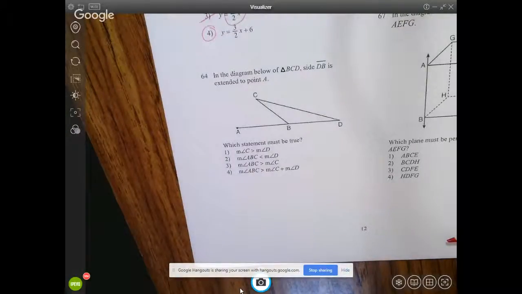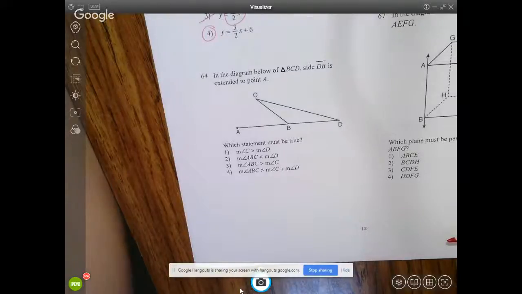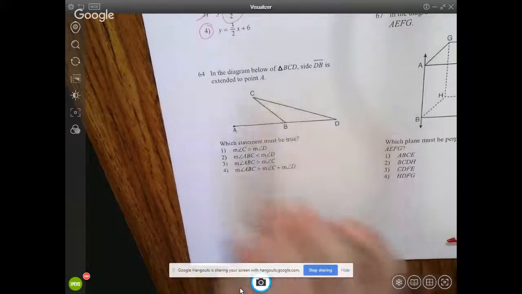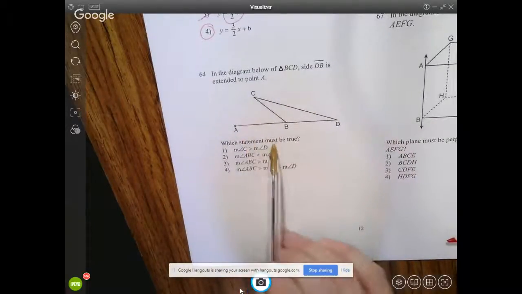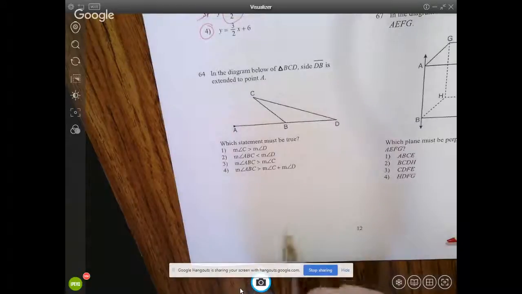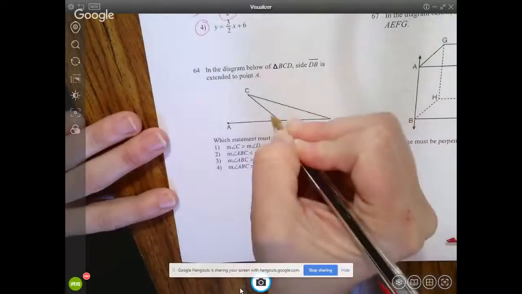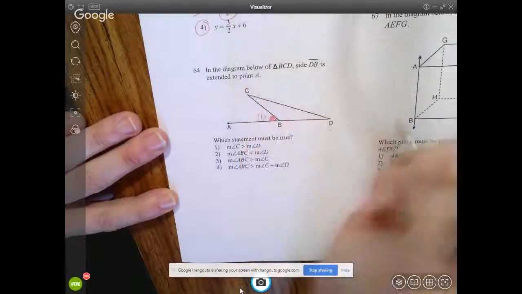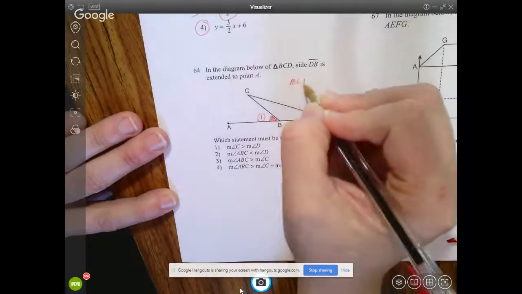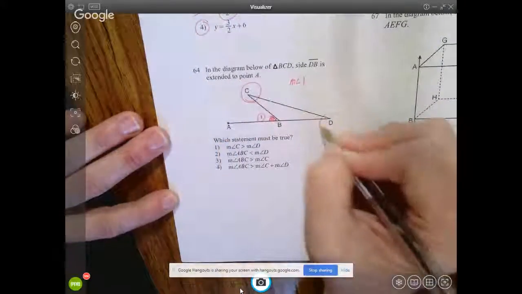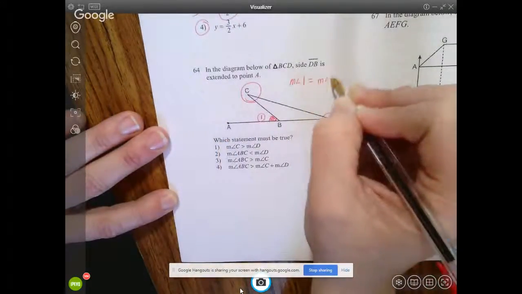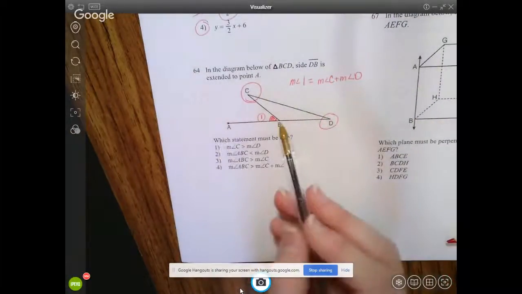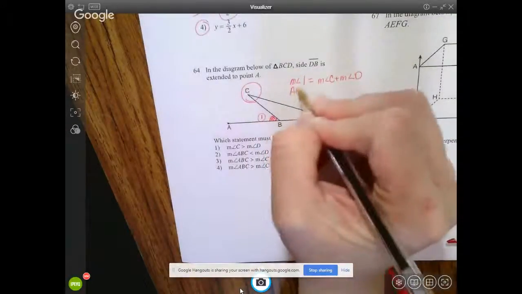Yeah. We're up at question number 64. In the diagram below of triangle BCD, it tells us that DB is extended to A, and it wants to know which statement must be true. Well, we know that the exterior angle theorem is this angle right here. I'm going to call it angle 1. We know that the measure of angle 1 equals these two smaller angles. Okay, and angle 1 is really angle ABC. So this is information that we know based on that theorem.